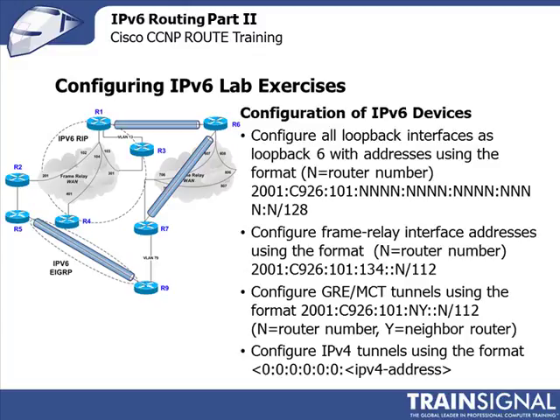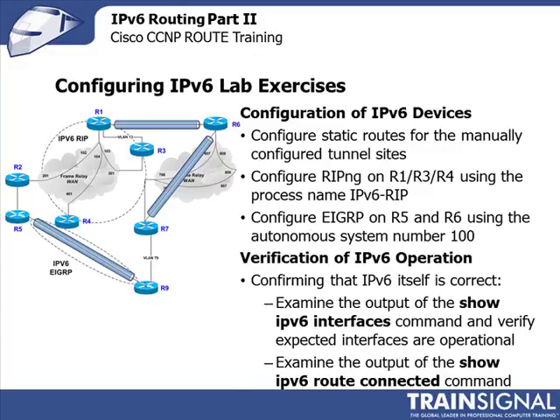Then we'll configure our GRE and manually configured tunnels using the same prefix, but obviously we'll be using both the router and the neighbor router numbers as we configure these. Like for instance, between router 6 and router 7, it would be 67 and so forth. And then obviously the IPv4 compatible tunnels, we've already talked about the addressing format. Static routes for the manually configured tunnel sites will be necessary. RIP next generation, using the process name IPv6 RIP, EIGRP on R5 and R6, using the autonomous system number 100.